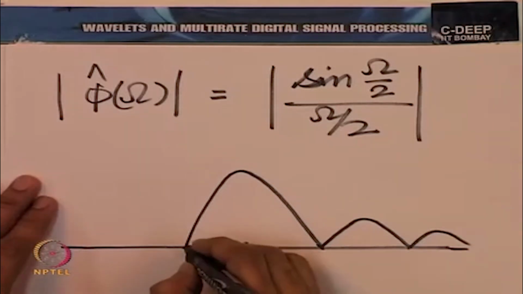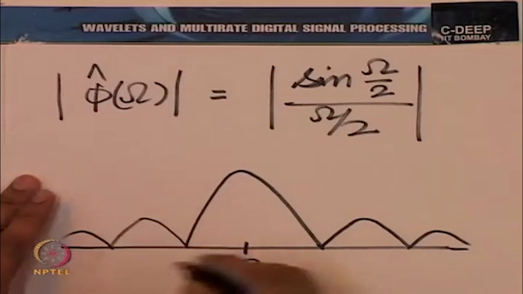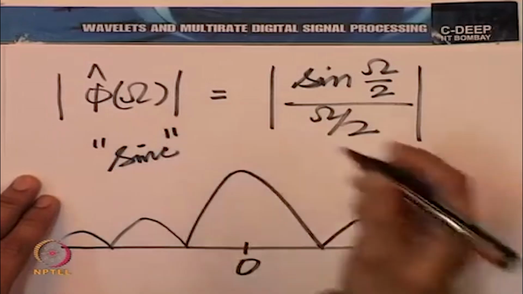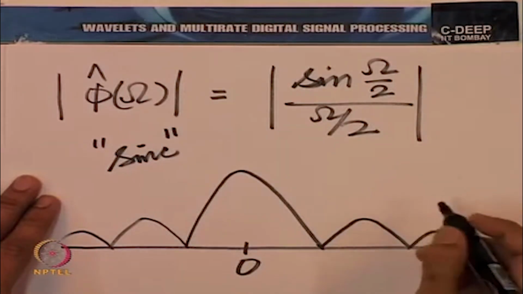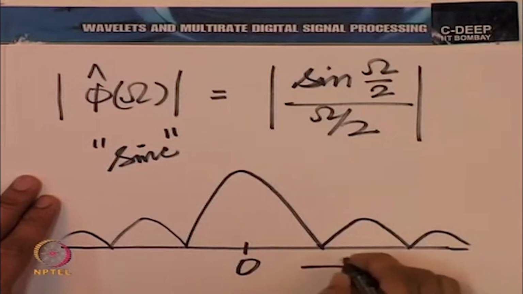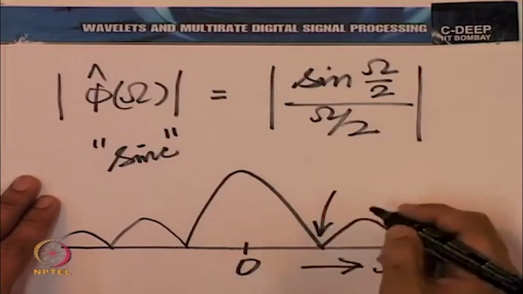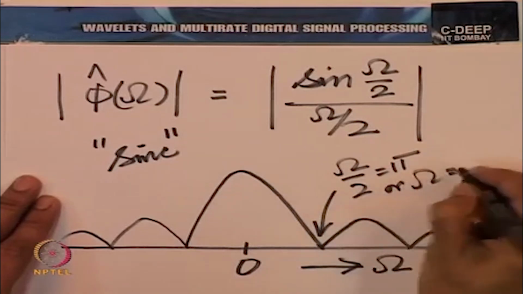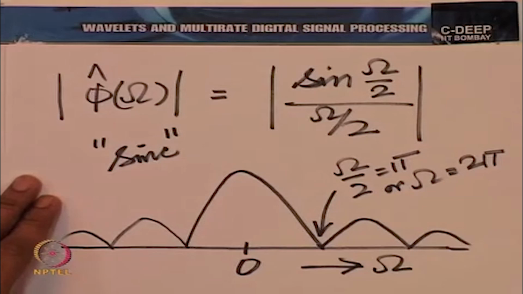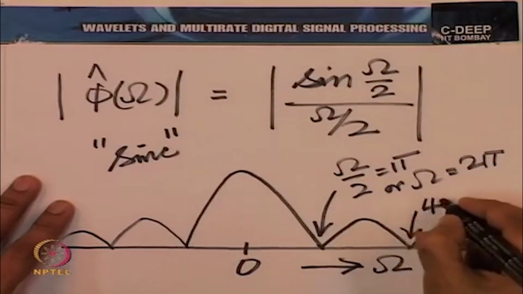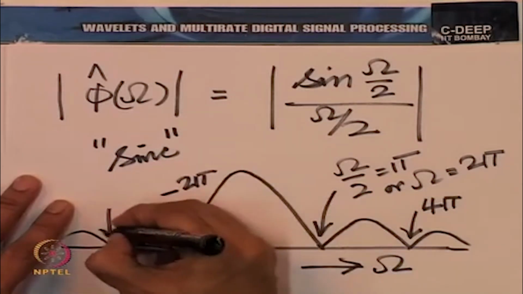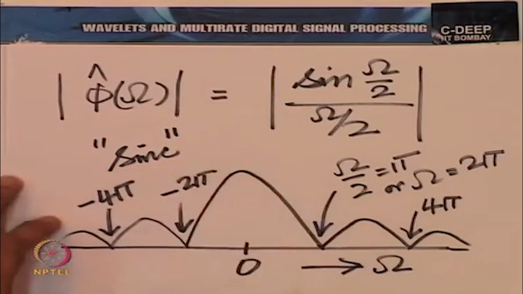This is a very familiar function to most electrical engineers. We call it the so called sinc function, the sinc pattern. People have different names for it. They call it the sampling function, the sinc function, and whatever other names. Anyway, this is the point where omega by 2 is equal to pi or omega is 2 pi. And this of course, is the point where omega is 4 pi, and this where it is minus 2 pi, this where it is minus 4 pi, and so on and so forth.